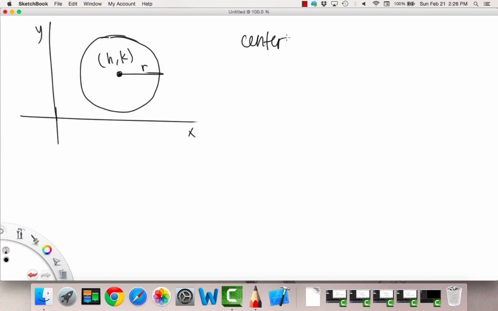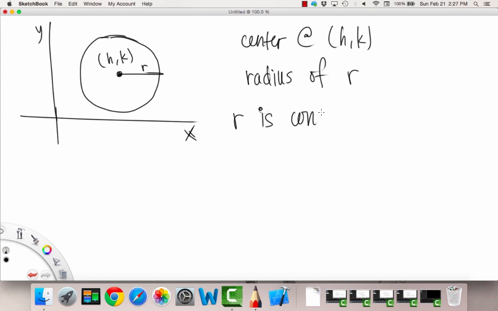We could just say explicitly the center is at the point (h, k), where h is our x coordinate and k is the y coordinate of our center. And we also have a radius of r. Okay, so let's just go back. What defines a circle? That means that from the center, all of the points on your circle are an r distance away, a constant distance away from the center, right? So that means that r is constant, our radius is constant on any given circle, okay?